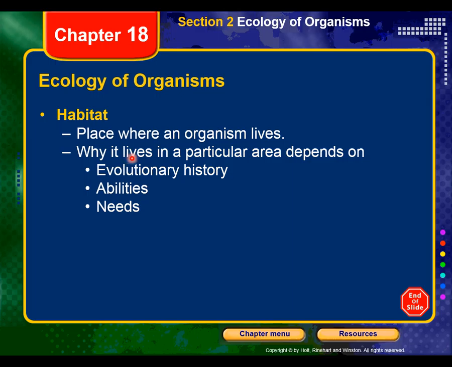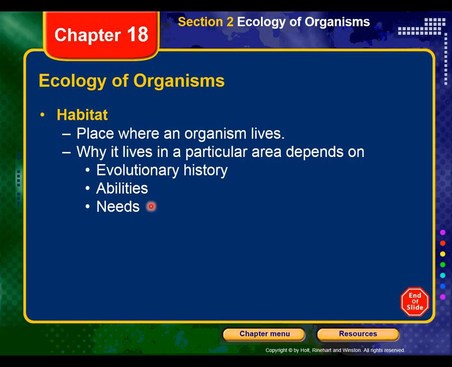Okay, so why it lives in a particular area depends on three things: evolutionary history. So, does it swim? Does it walk on land? Does it breathe oxygen? What does it do? So evolutionary history is, what does it do? What are its abilities? Can it jump high? Can it swim? Can it run fast? Those types of things will determine why it lives in a particular area.